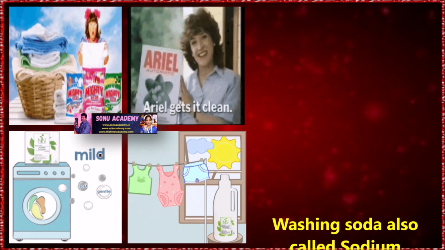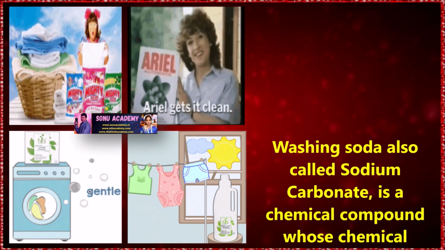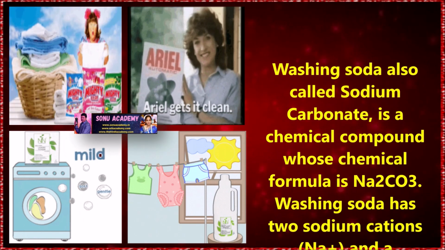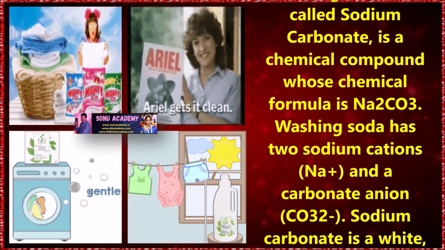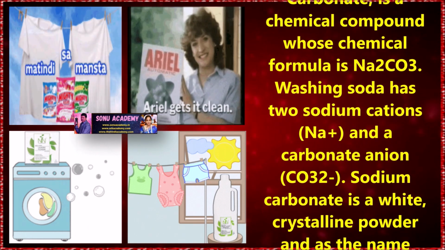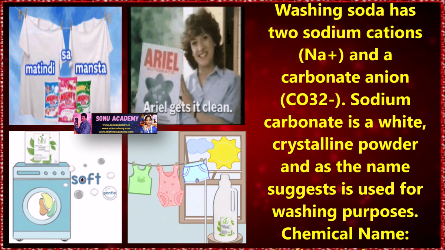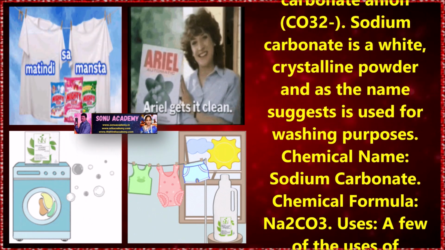Children, now let us discuss washing soda. Washing soda, also called sodium carbonate, is a chemical compound whose chemical formula is Na2CO3. Washing soda has two sodium ions Na+ and carbonate anions CO3 2-. Sodium carbonate is a white crystalline powder and, as the name suggests, is used for washing purposes.